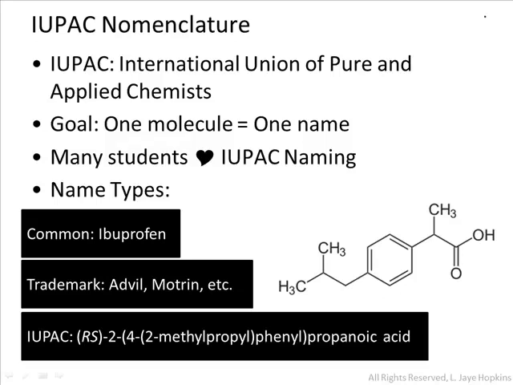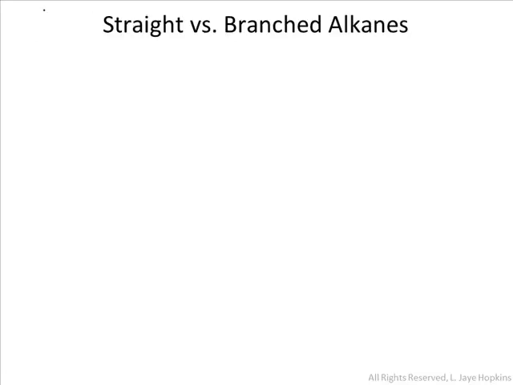The IUPAC name for ibuprofen would be RS-2-(4-(2-methylpropyl)phenyl)propanoic acid. It doesn't exactly roll off the tongue. But unlike the common names and trademark names for a molecule, if you know enough organic chemistry, someone could give you that name, and with nothing but a pen and paper, you could then instantly create the entire structure of the molecule. And you'll be surprised by how easy that actually is to do as we learn these names.